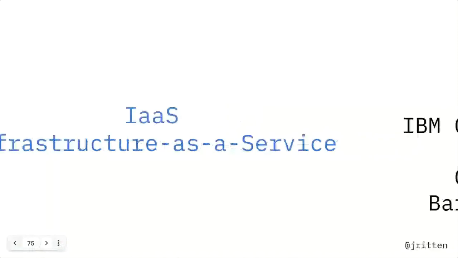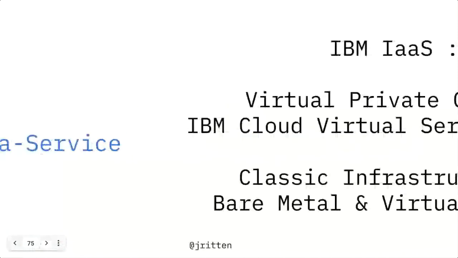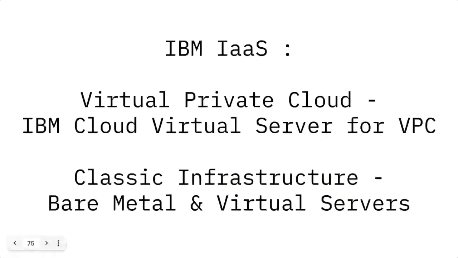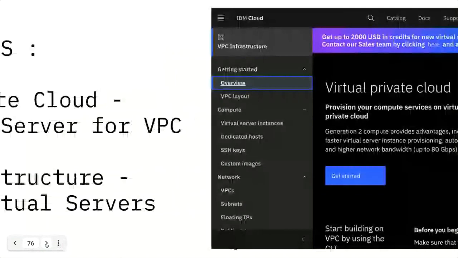So our IBM Cloud infrastructure as a service offerings are, as I mentioned before, IBM Cloud Virtual Server for Virtual Private Cloud, and then our classic infrastructure. We have Virtual Private Cloud and classic infrastructure. For our virtual private server, we have our IBM Cloud Virtual Server, and then for classic infrastructure, we have bare metal and virtual servers. This is what it looks like here.